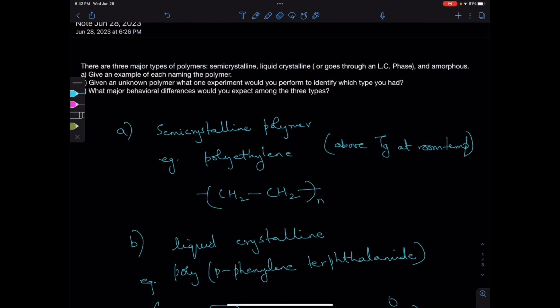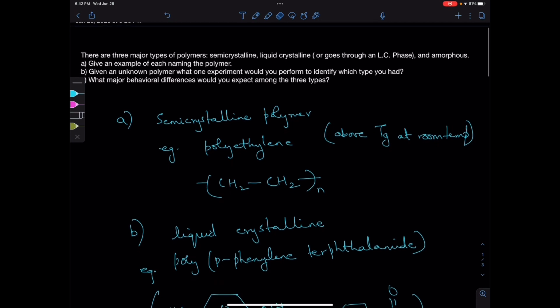Given an unknown polymer, what one experiment would you perform to identify which type you had? We can heat the polymer and study the effect on temperature. For a semicrystalline polymer like polyethylene, the graph of temperature versus heat would be like this.